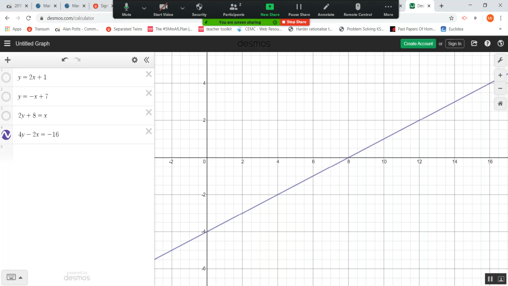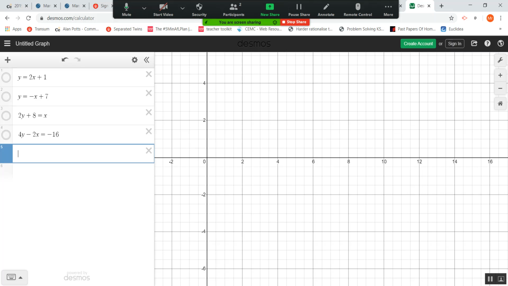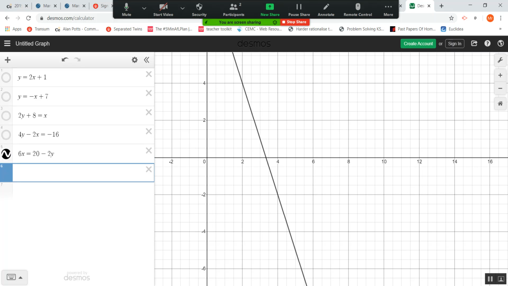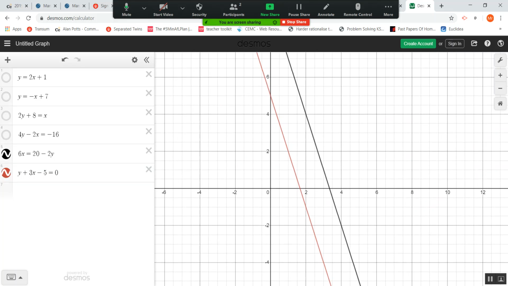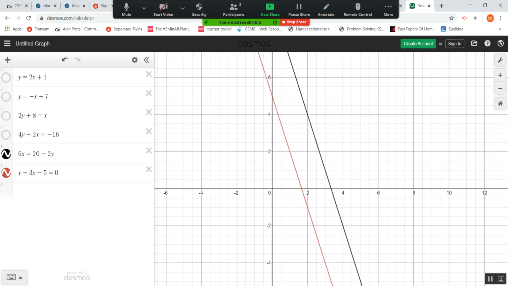All right. Then we looked at the third option on this exercise, which was 6x is equal to 20 minus 2y, and I've got y plus 3x subtract 5 is equal to 0. Right, what do you notice about those two lines? Okay, how many solutions is that system of equations going to have? None.